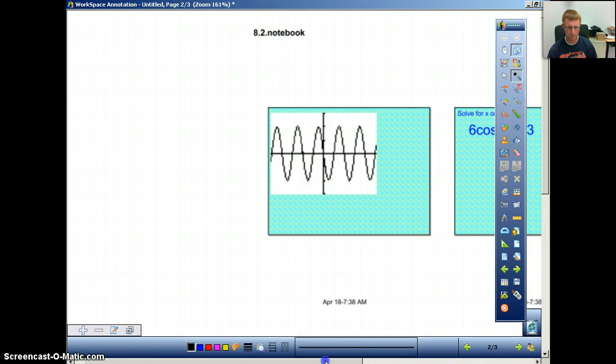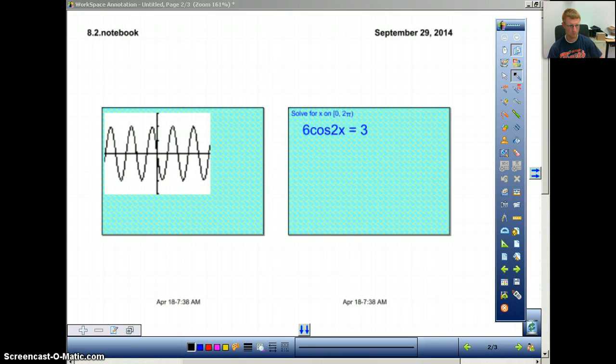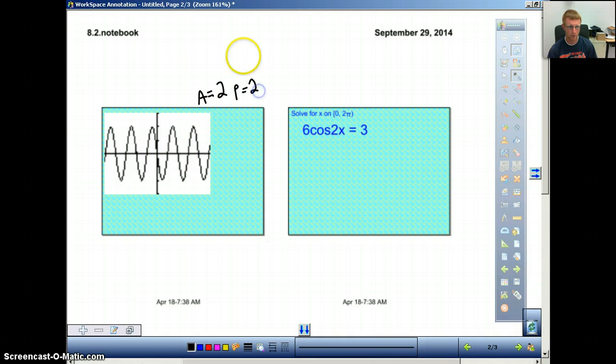Let's do something similar for this one. Okay, same idea. Amplitude goes 1, 2. So we know our A is equal to 2. The period is 1, 2. The period is also 2. So let's solve for our frequency. So 2 equals 2 pi over b. So that means we have 2b equals 2 pi. Divide both sides by 2, so b equals pi.